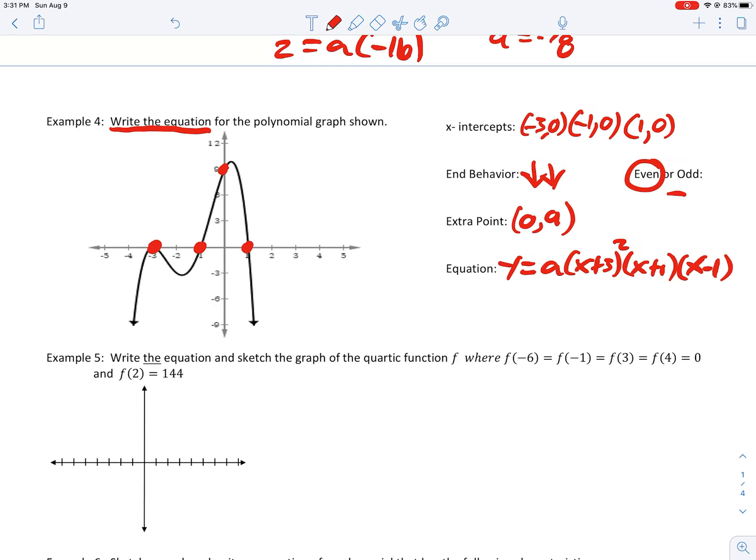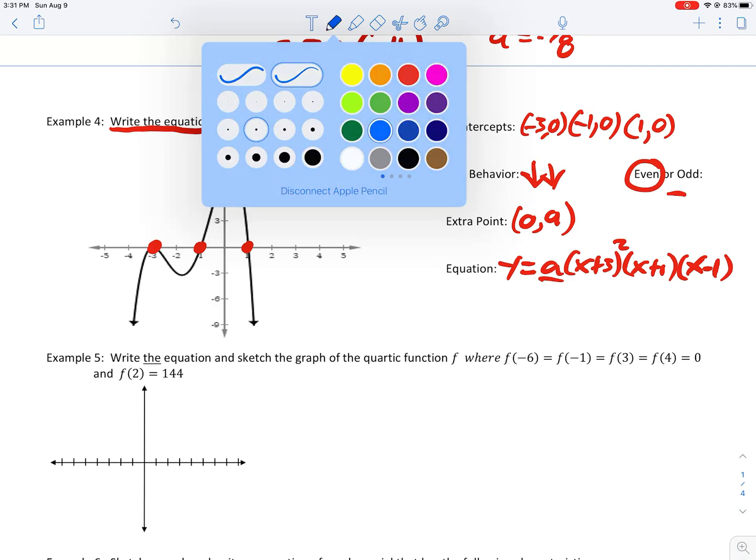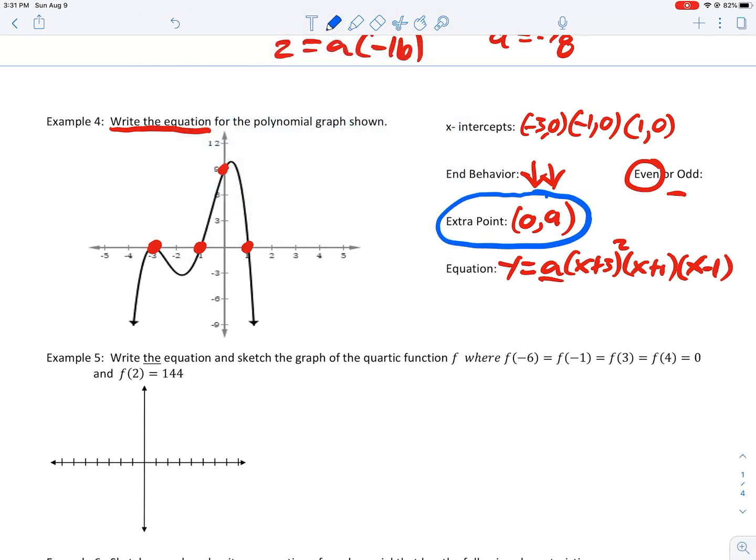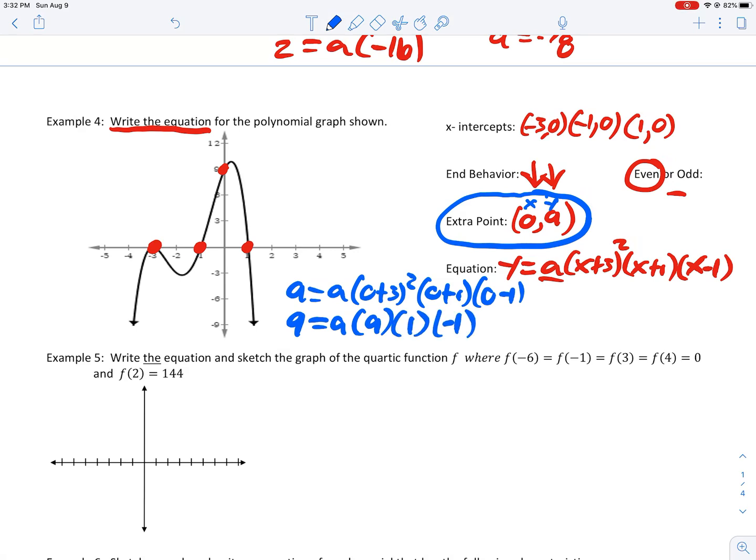So now I just have to figure out a. Again, that's what this point right here is for. Right? Here's your x, here's your y. So 9 equals a times 0 plus 3 squared, 0 plus 1, 0 minus 1. So 9 equals a times 9 times 1 times negative 1. So 9 equals negative 9a. So a equals negative 1.